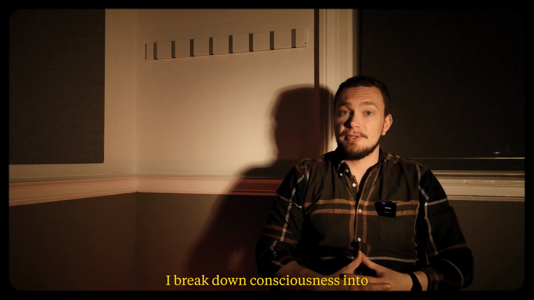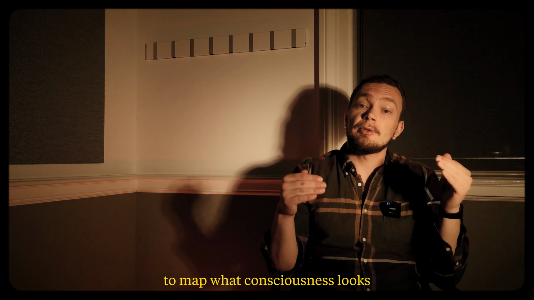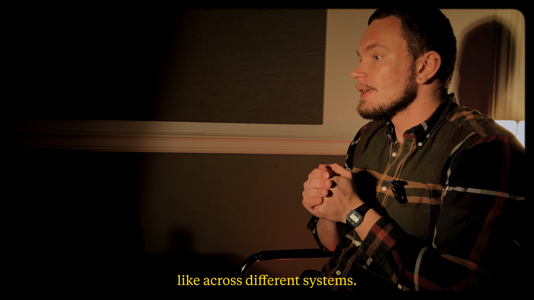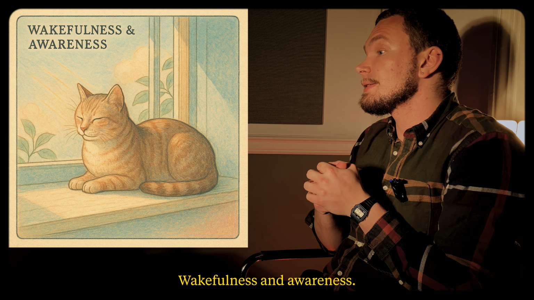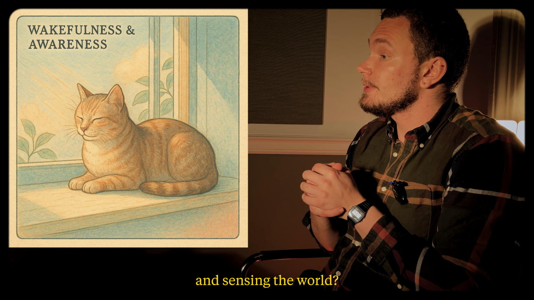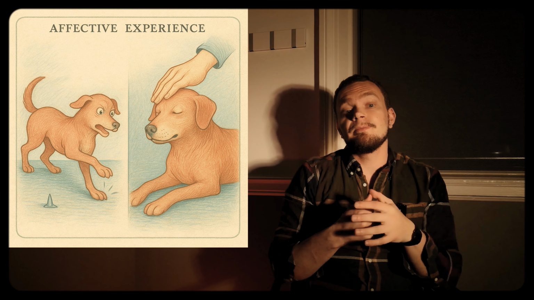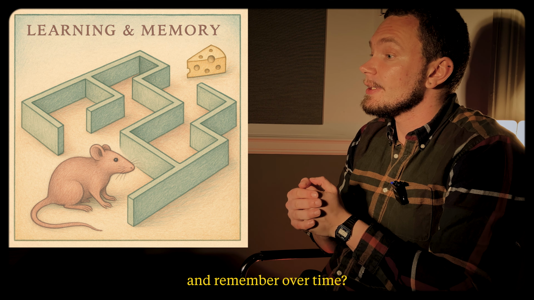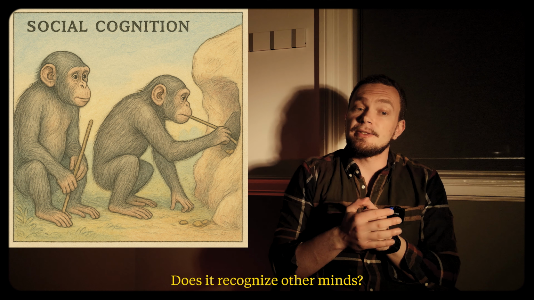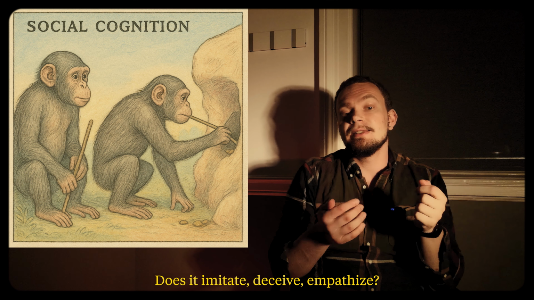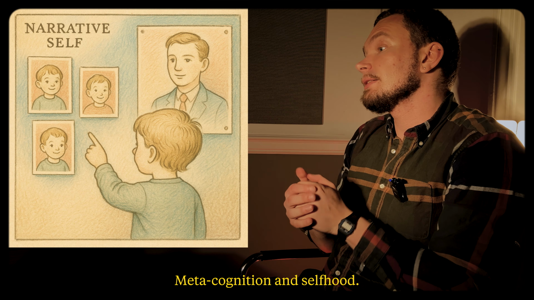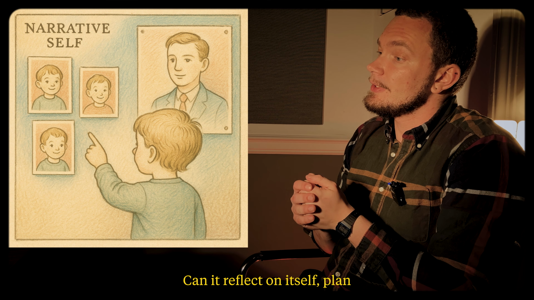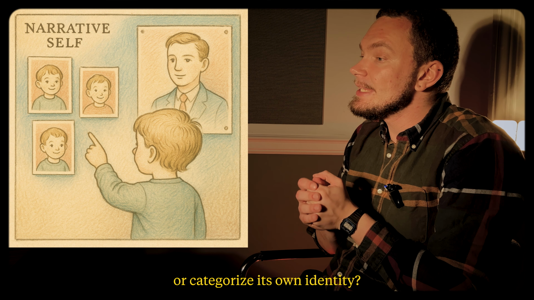I break down consciousness into 5 core functional groups, not as a hierarchy, but as a way to map what consciousness looks like across different systems. Here they are. Wakefulness and awareness. Is the system awake and sensing the world? Affective experience. Can it feel? Does it experience pain, pleasure, stress, or comfort? Learning and memory. Can it learn from experience and remember over time? Social cognition. Does it recognize other minds? Does it imitate, deceive, empathize? Metacognition and selfhood. Can it reflect on itself, plan, or categorize its own identity?